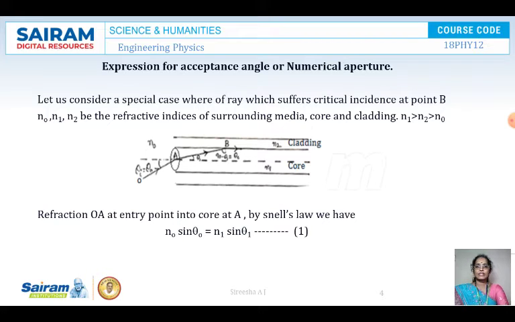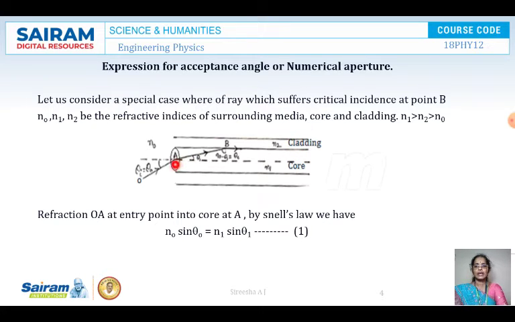Let us consider a special case where the ray suffers a critical incidence at point B. That means the second case which we have discussed. Consider a case at point B. At point B, this angle becomes the critical angle and theta I is equal to theta naught. And N0 is the refractive index of the air, N1 is the refractive index of the core, and N2 is the refractive index of the cladding.